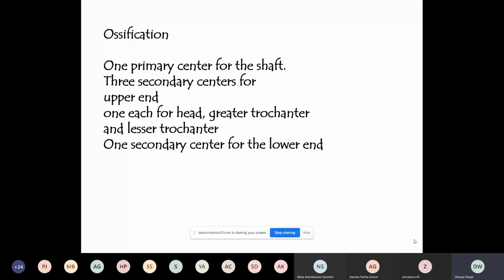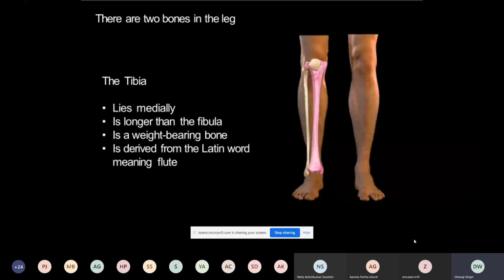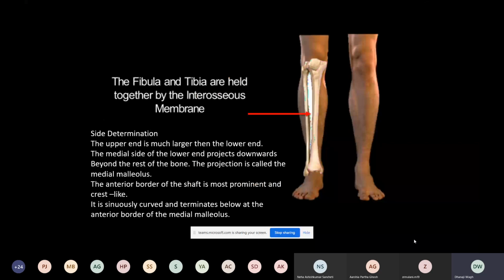Tibia is medial, and it is larger than the fibula. Fibula is another bone of the leg. Tibia is the weight bearing bone, and fibula is derived from the Latin word meaning flute. Tibia and fibula are held together by an interosseous membrane.